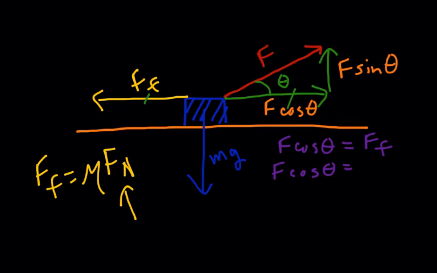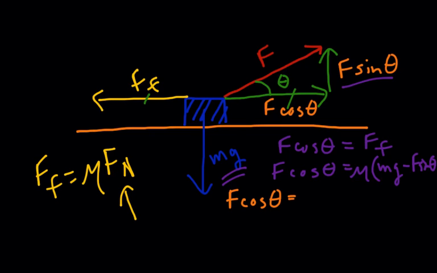So when I put this friction in here, I'm going to put mu times normal force, which would be this force right here, mg, minus this force right here, F sine of theta. I'm going to have to rewrite that so it looks a little bit better. So now what I have is F cosine of theta equals mu. I'll go ahead and multiply the mu through. Mu mg minus mu F sine of theta.